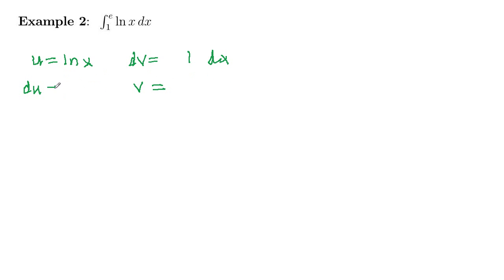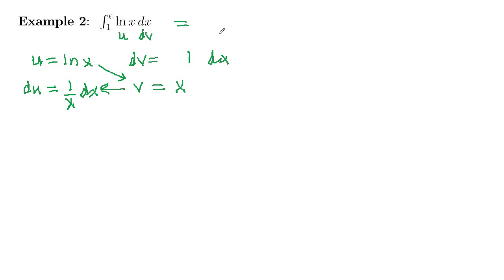So du, if we differentiate ln of x, we get 1 over x dx. That's definitely a simpler derivative. And then the antiderivative of 1 is just x. And remember, our plus a constant, we let that be 0. So then we want to do uv minus integral v du. So this is u dv.